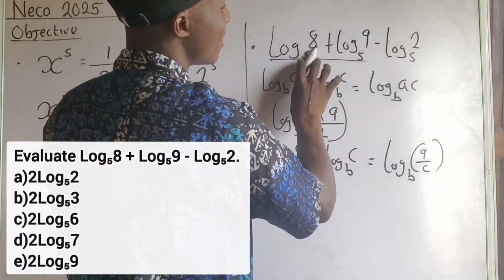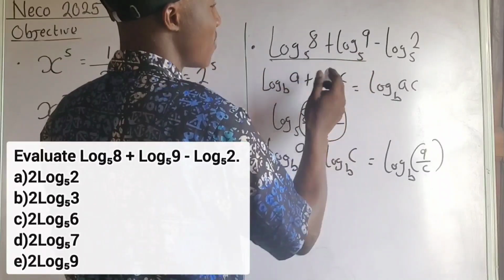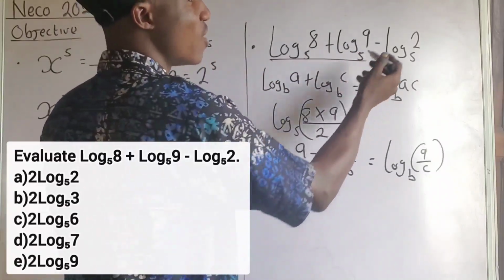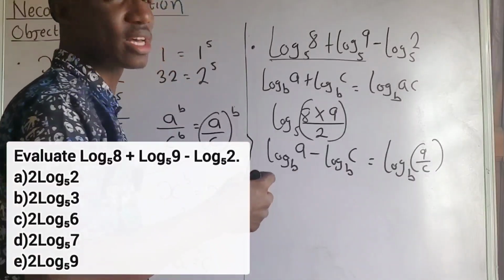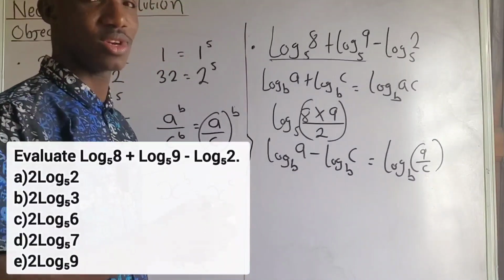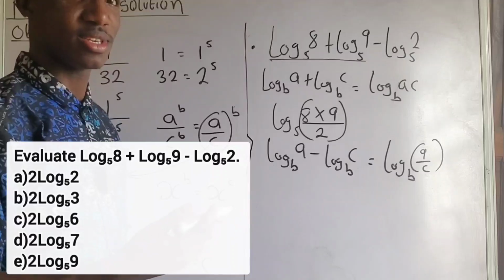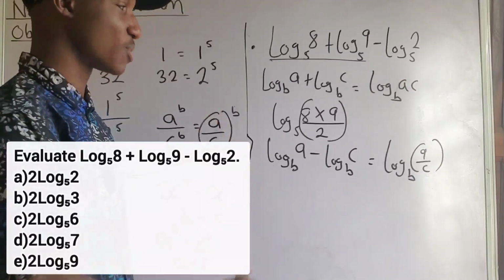Log 8 plus log 9 base 5 can be written as log 8 times 9. Now, the minus here will change to division. You understand? Those are basic laws of logarithm. So if you didn't understand that, you've got to learn it. Check the link in the description of this video.